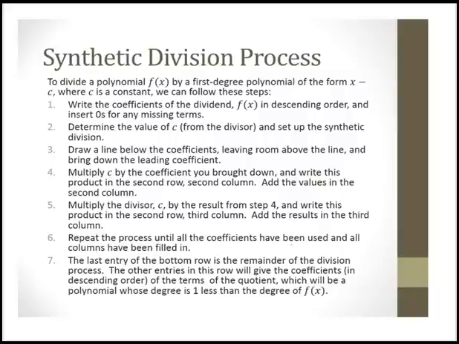And then you sort of repeat that process. Multiply the divisor by the result from step 4. Write this product in the second row, third column. Add the results in the third column. Repeat the process until all coefficients have been used and all columns have been filled in. The last entry in the bottom row is the remainder of the division process. The other entries in this row will give the coefficients in descending order of the terms of the quotient, which will be a polynomial whose degree is 1 less than the degree of f of x.